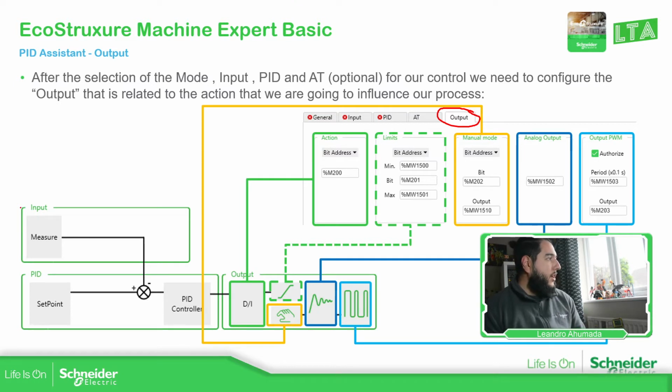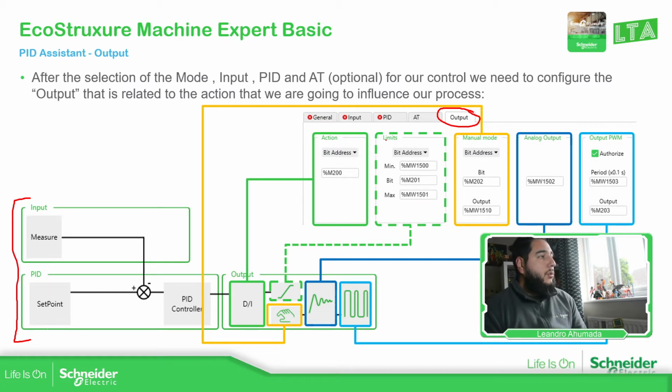If we take a look at this diagram, which is the one for the PID assistant, depending on the activation of the output features, we have different views. For example, here in the action, basically we define how the system reacts to the output of our PID. Here we have three different configurations: direct, reverse, or bit address. This bit address allows me to select if I want reverse or direct. I'm going to explain that later in detail.